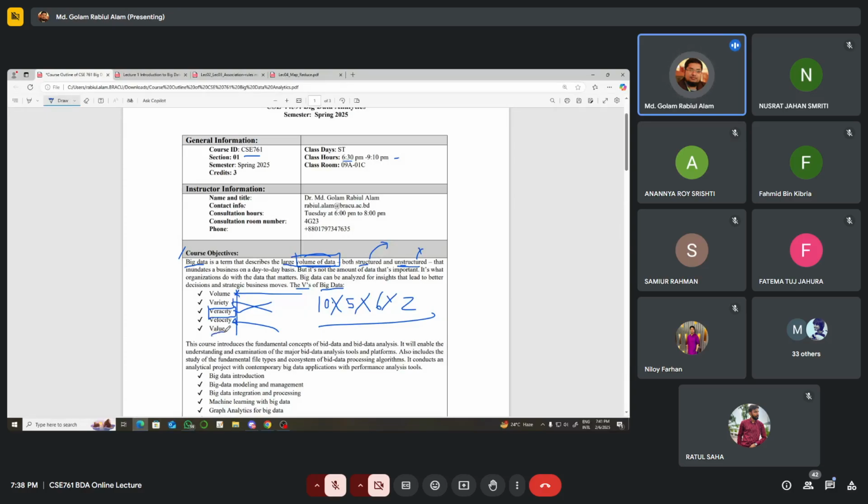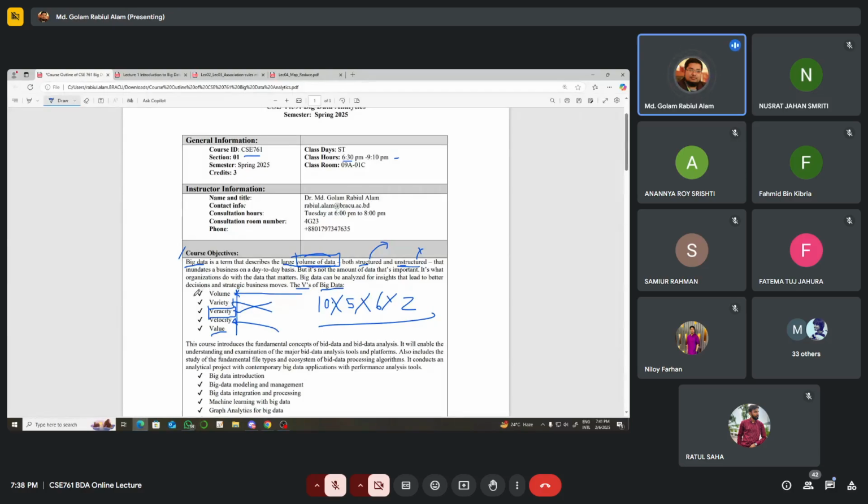And then finally, the value of big data. Maybe we have a big amount of data, but it needs to generate some value. It needs to add some value for the industry, for the company, or maybe for the people also. So that is another view of big data.